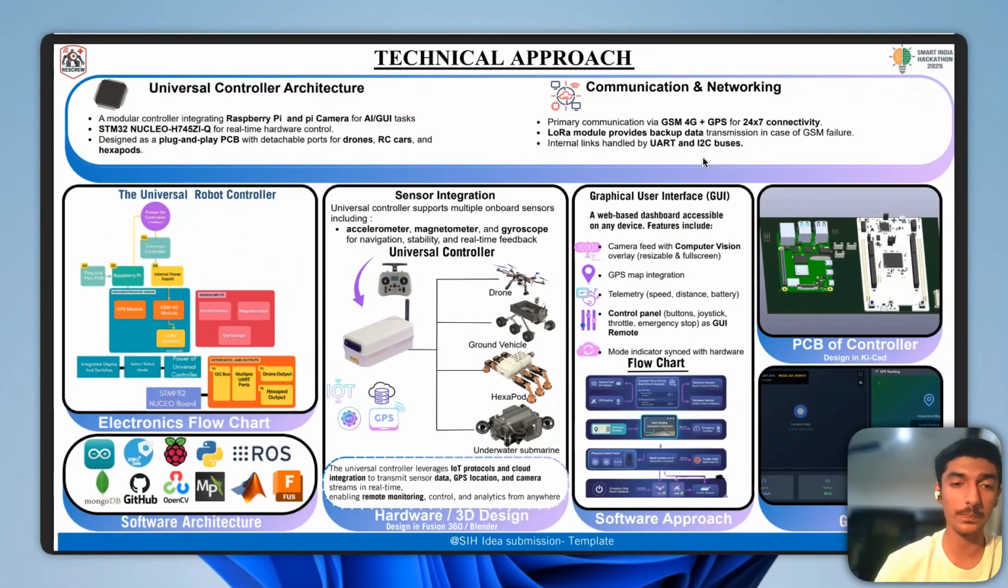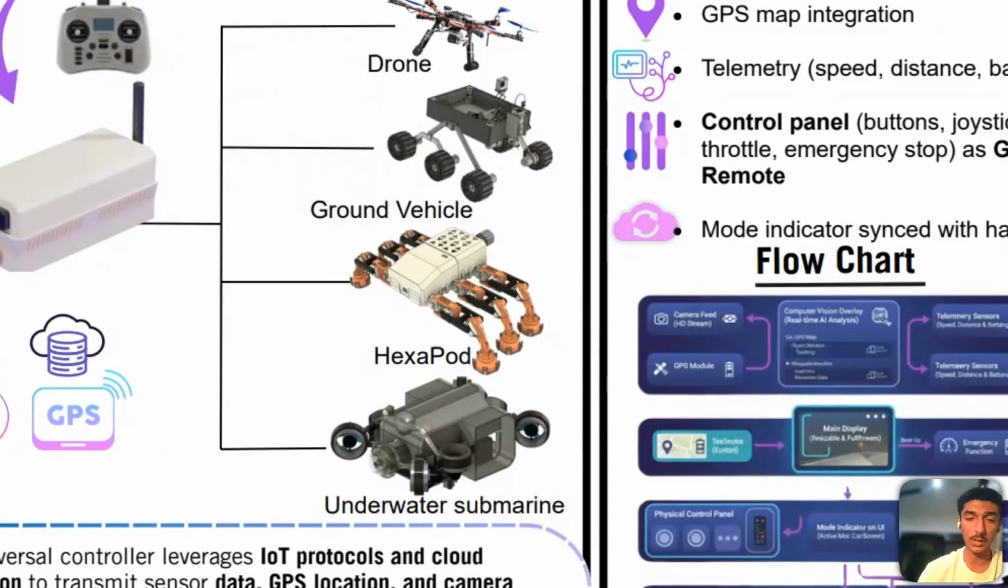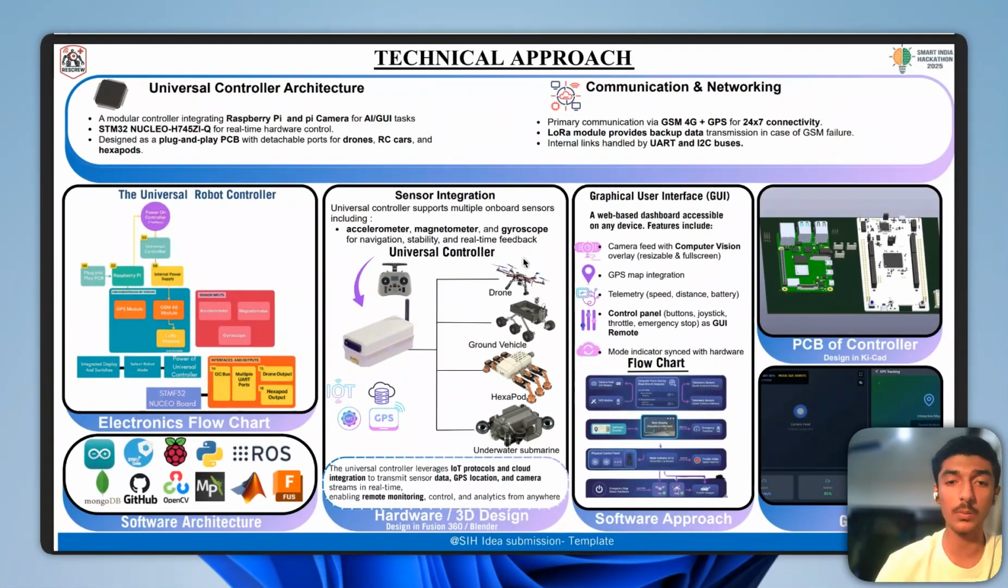So in the hardware approach itself, we designed one of the best designs which is compatible with our controller. You can see over here we have a ground vehicle, drones, a ground vehicle as a hexapod, and an underwater submarine. We designed them in such a way that they are compatible with our universal controller. We just have to plug and play and connect the sensor with the power, and nothing more than that. So this is our technical approach in hardware.